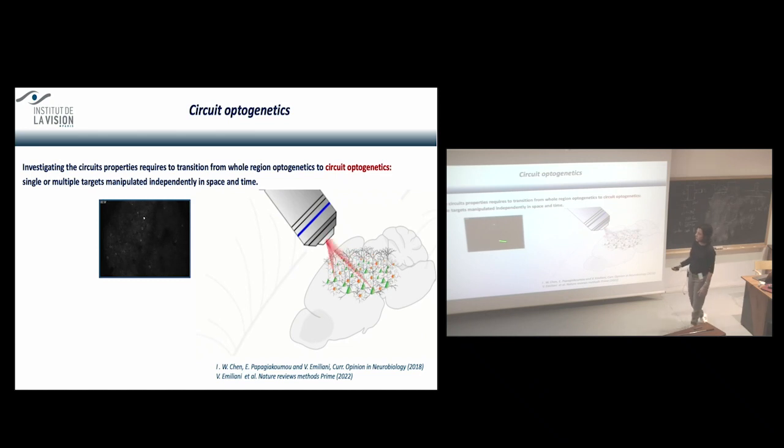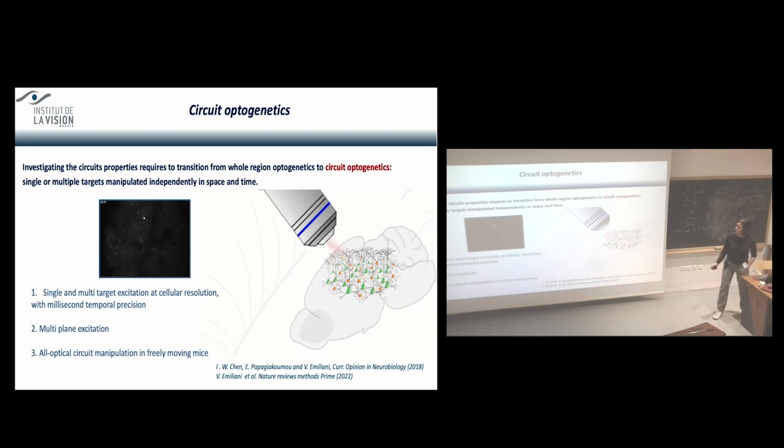So if we want to start to play with this, if we want to start to play back this kind of activity, if we want to modify what we see to see the effect on the behavior, or to see the effect on another cell population, we need to replace this whole-region optogenetics with something more precise that we term circuit optogenetics, meaning a combination of approaches that enables you to manipulate a single cell or a specific group of cells independently in space and time. Okay, and we want to do this with cellular resolution. We want to do this in scattering medium.